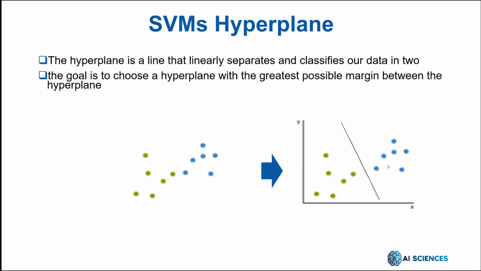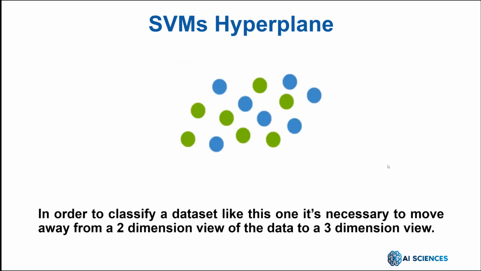As you can see, in 2 dimensions it is very easy to classify using SVM. But sometimes it's harder to identify the hyperplane clearly because the data is rarely ever as clean as our simple example above. A dataset will often look more like the jumbled balls, which represent a linearly non-separable dataset. Look at this case. In order to classify a dataset like this one, it's necessary to move away from a two-dimension view of the data to a three-dimension view.